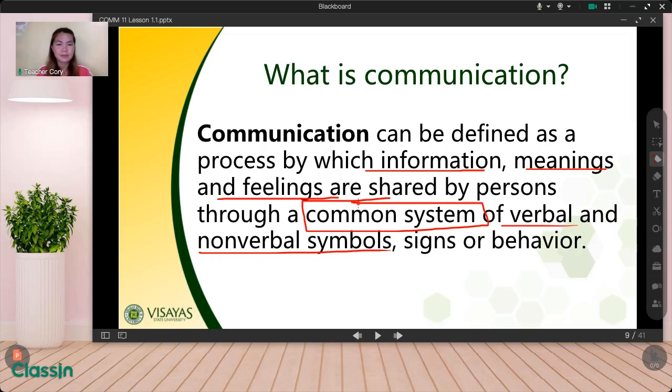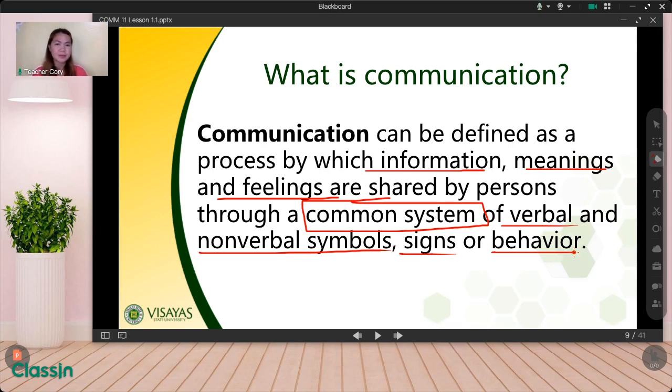For example, if I am speaking now in Chinese or Mandarin, then you cannot understand it. So it's useless. No matter how I try to deliver or relay my message, you will certainly not be able to receive it or understand it because that's not a common symbol or system of language for us.